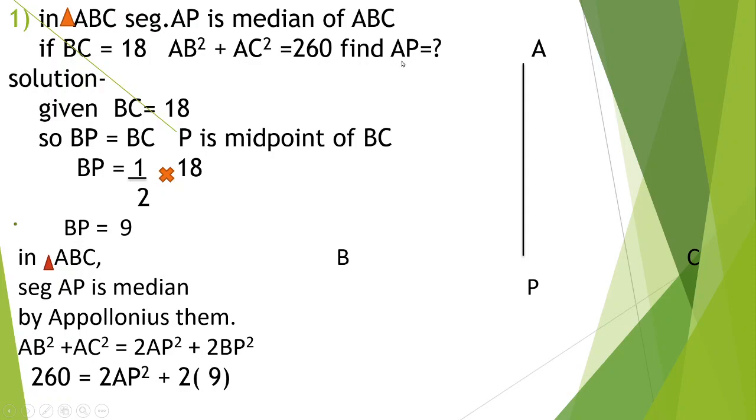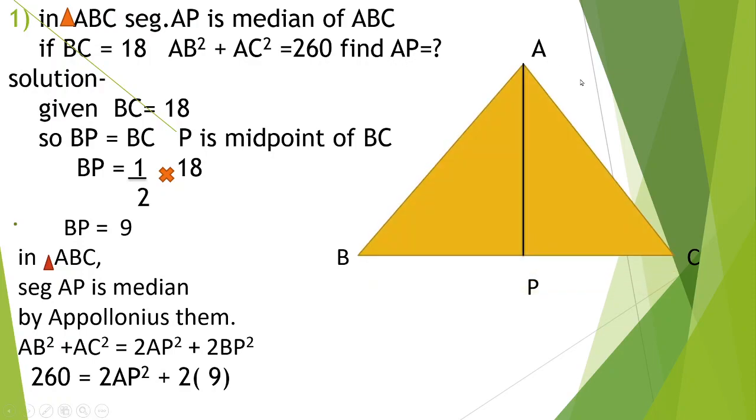In this question, a diagram is given. See the diagram. In triangle ABC, AP is a median, so P is the midpoint of BC. So you can say BP is equal to CP. In the question, BC is given as 18. If you apply Apollonius theorem in triangle ABC, you can write AB square plus AC square is equal to 2AP square plus 2BP square. In the last session, we saw Apollonius theorem.